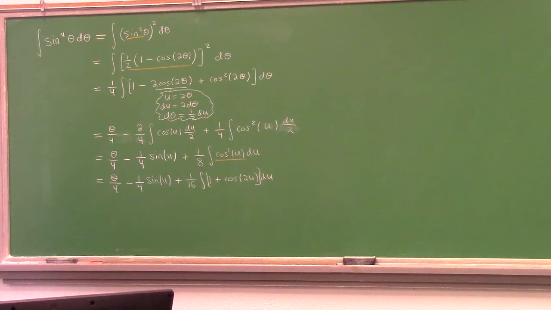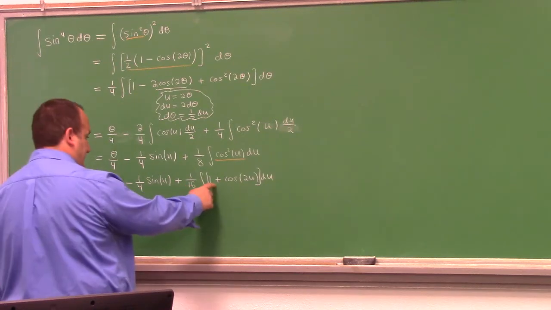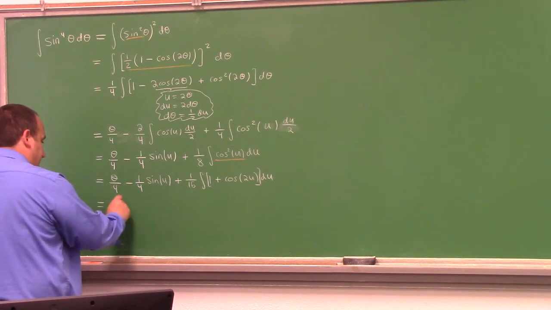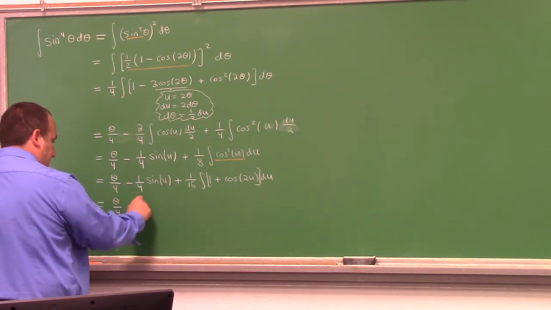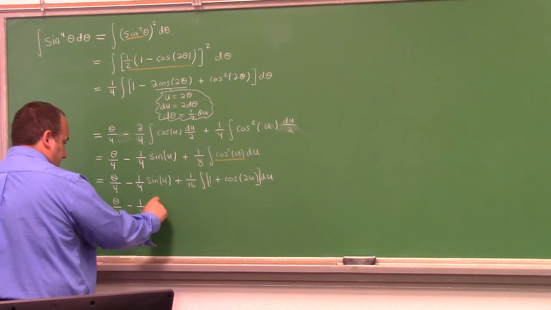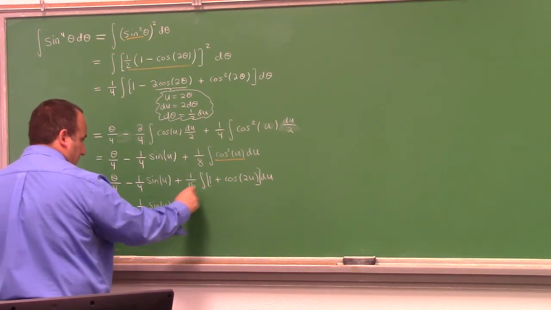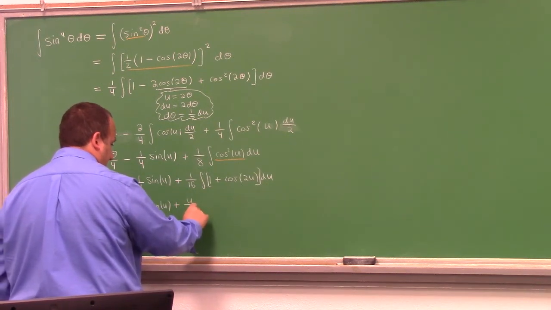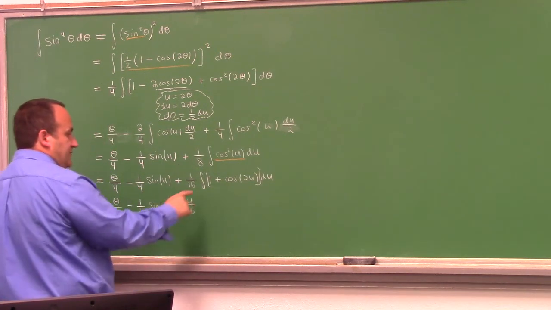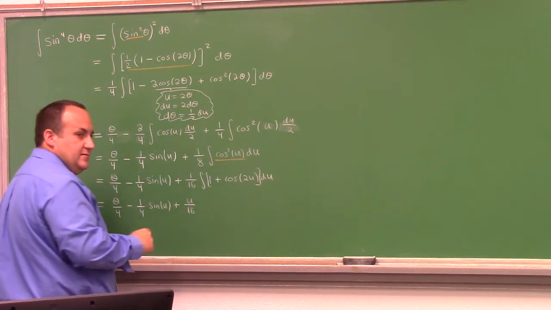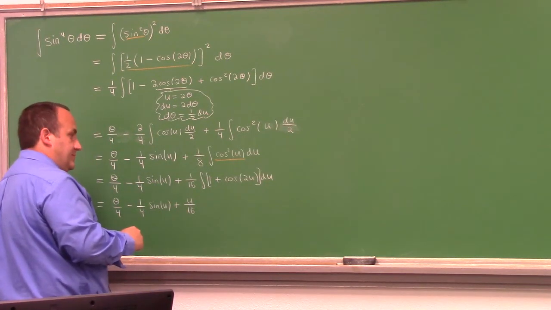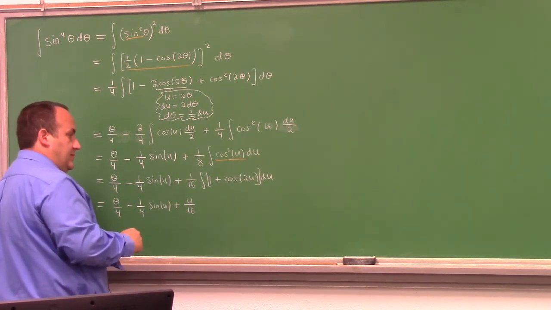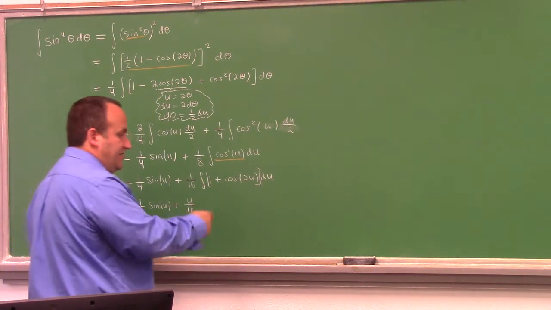Now, the integral of 1 with respect to u is just u, right? So I get a u over 16 from this 1 here, plus u over 16. And then what's the integral of cosine 2u? Tell you what, I'm running out of chalk. Yeah?